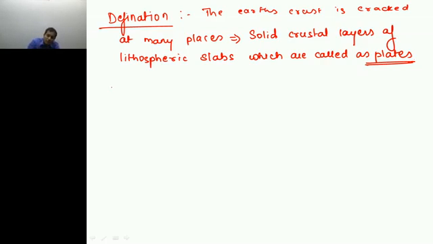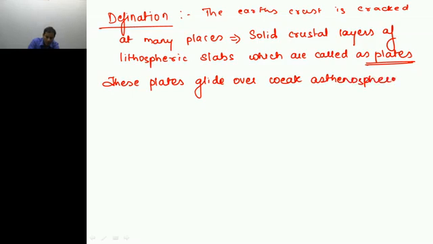Now, what is the theory of plate tectonics? These plates glide over the weak asthenosphere, and because of the resultant motion of these plates, this is known as plate tectonics.